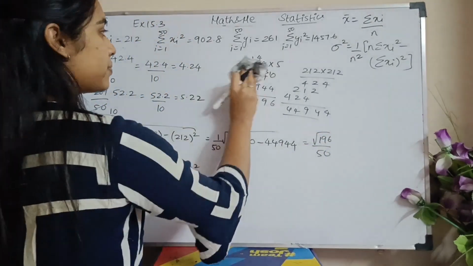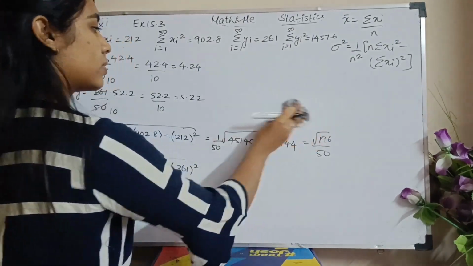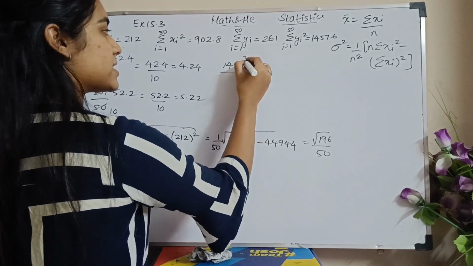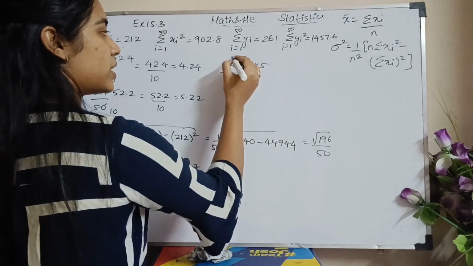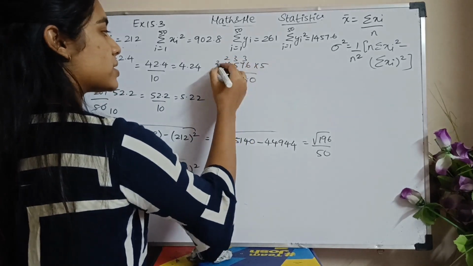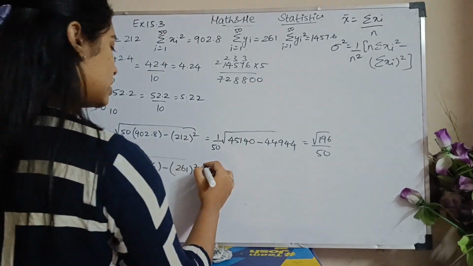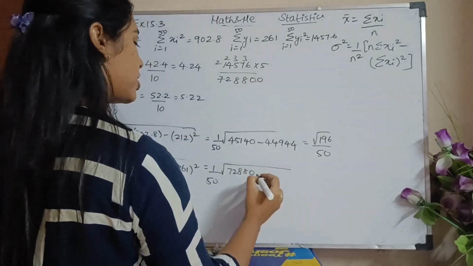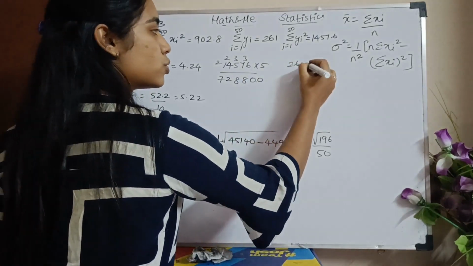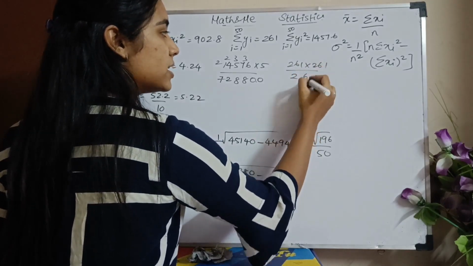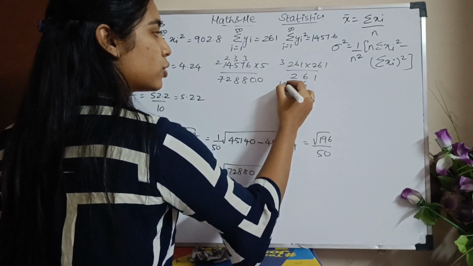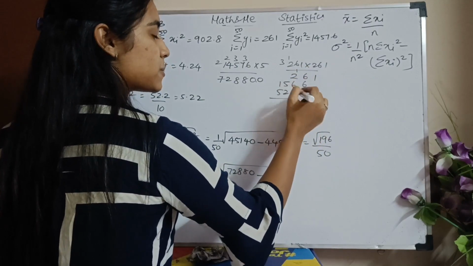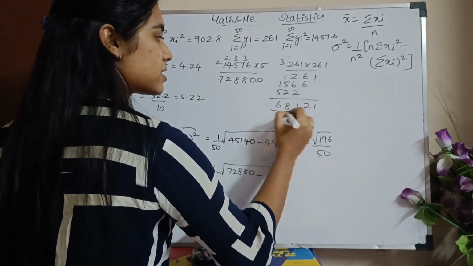Okay, now let's do this one. So we have 14576 into 5. 6 5s are 30, 3, 7 5s are 35, 38, 3, 5 5s are 25, 28, 2, 5 4s are 20, 22, 5 1s are 5, 7. I also have a 0, so I have 1 divided by 50 square root of 72880. Here there is a decimal point. Minus 261 into 261. 6 1s are 6, 6 6s are 36, 3, 6 2s are 12, 15. 2 1s are 2, 6 2s are 12, 2 2s are 4, 5. So 68121.